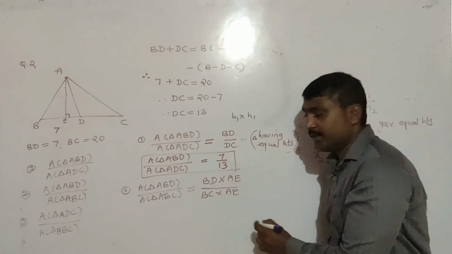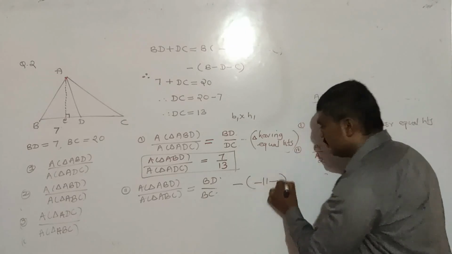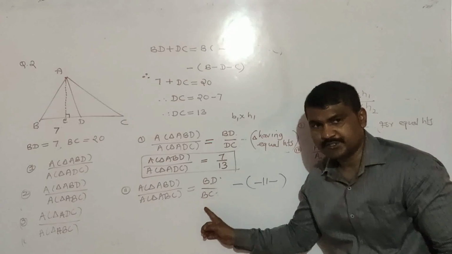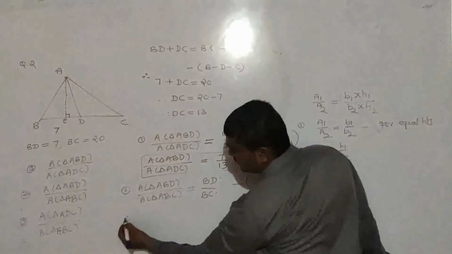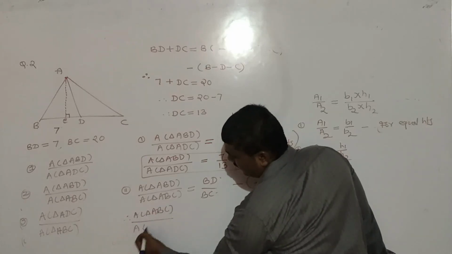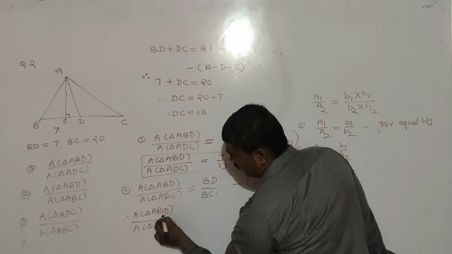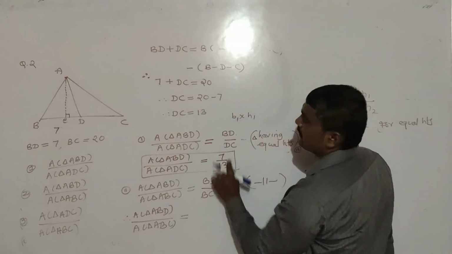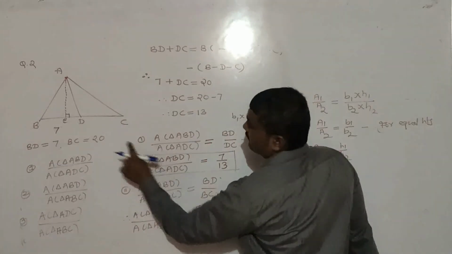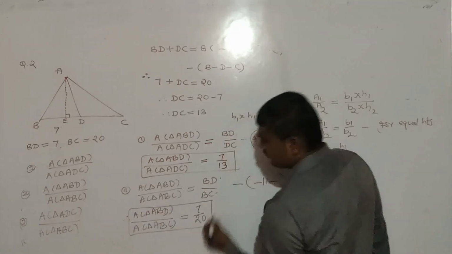Again A is common, so we can rub this and we can again directly write triangles having equal heights. That's why the ratio is BD upon BC. Understood? So the answer is area of triangle ABD upon area of triangle ABC. Sorry, numerator is ABD. Put their values. What is BD? BD is 7. What is BC? BC is given by 20. So 7 upon 20 is the answer of second.